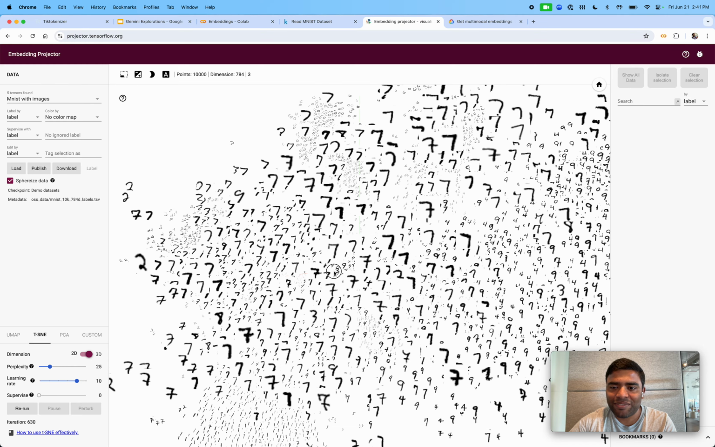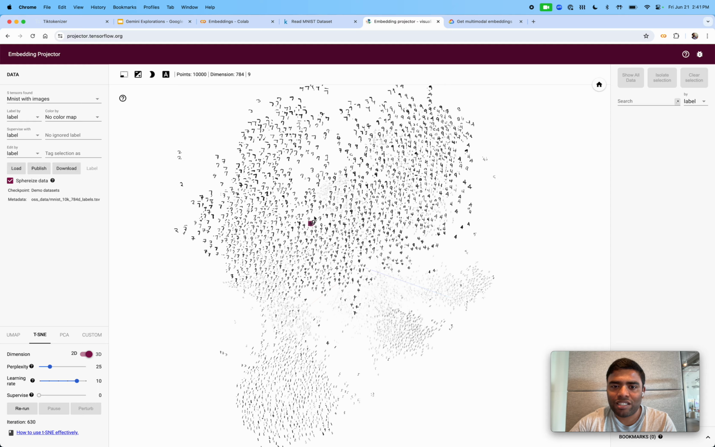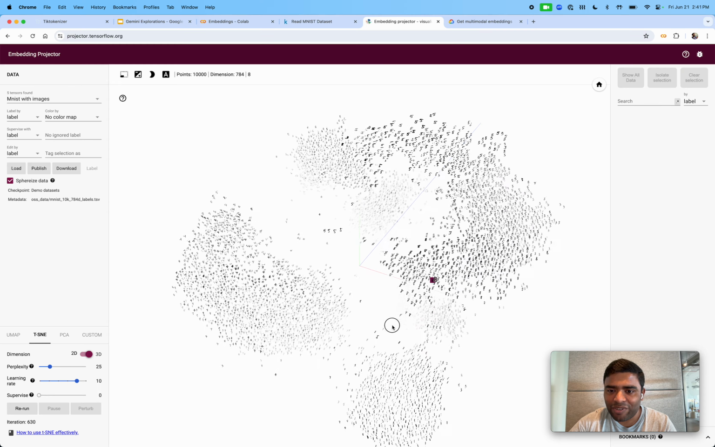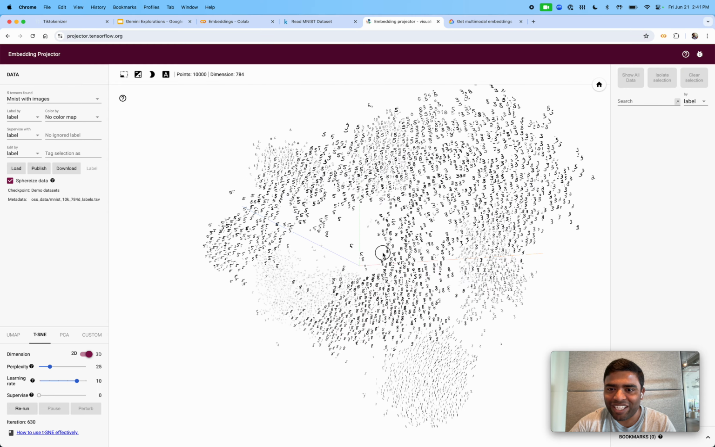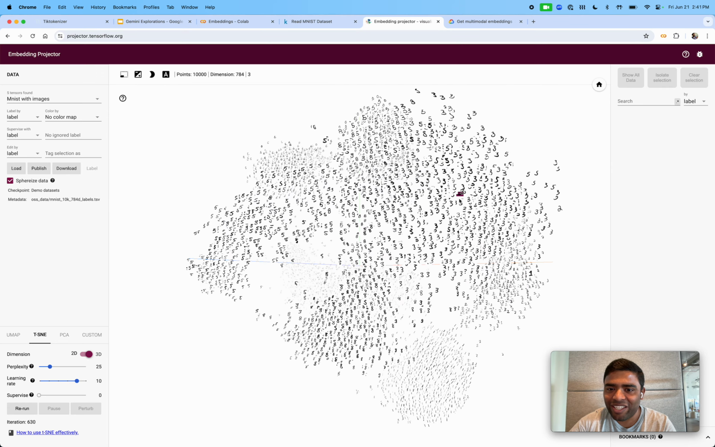There are some 9s in the 7s as well. So you see 9 and 7 in here, like 7s and 9s here. They are fairly close together because they look very similar. I remember seeing another one where 8s, 3s, and 5s were together. So look at this, 5 and 8 and 3.